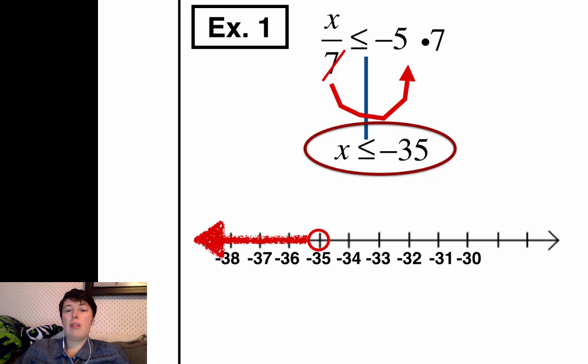I also have to think about, what about the point itself? Should it be empty or solid? Well, it's going to be solid because we have an equal sign in this problem. And if x is equal to negative 35, then we got to fill it in. So here's our solution. We've got our number line all shaded to the left. We've got a solid point on negative 35, and we've circled our answer. We have a lot of detail here.